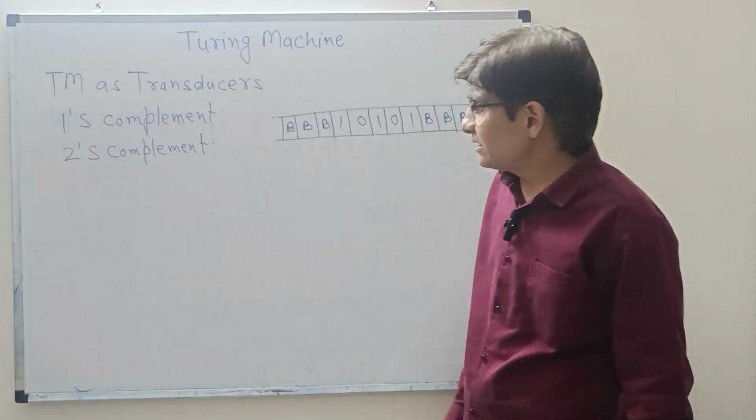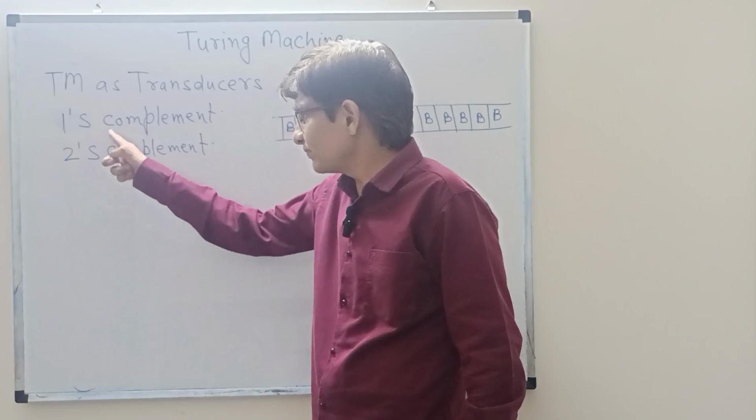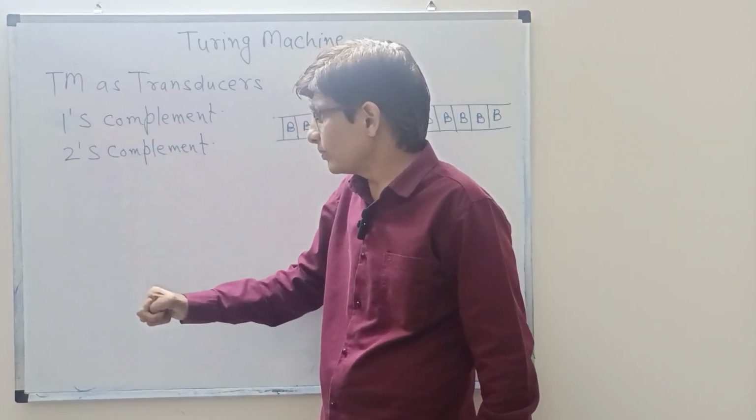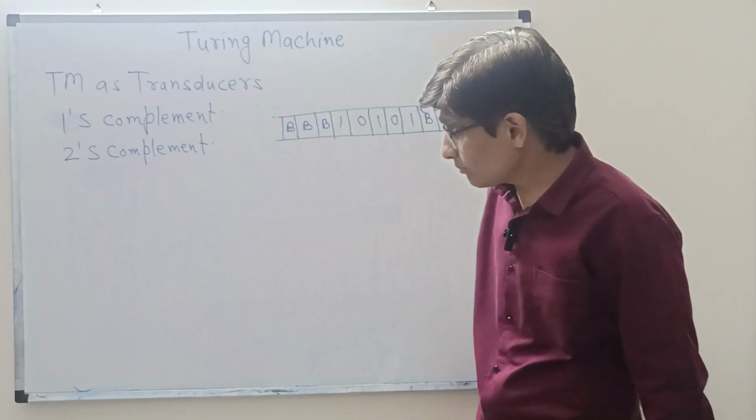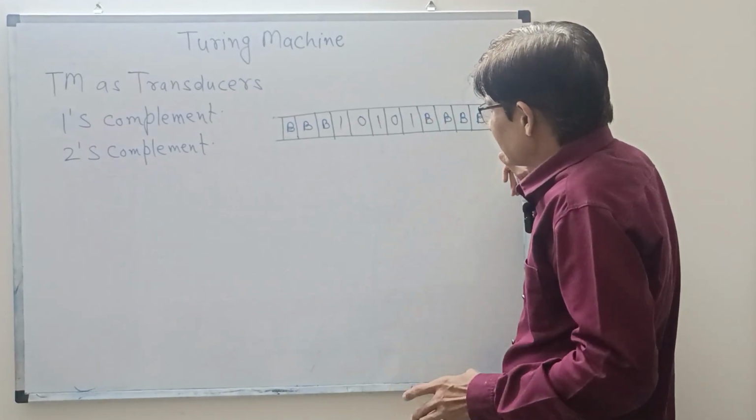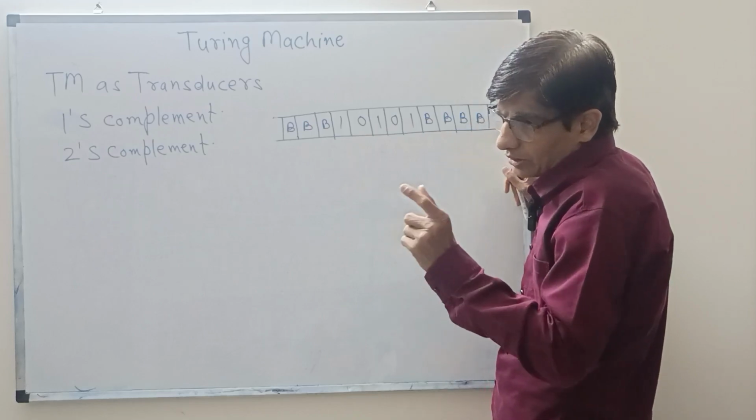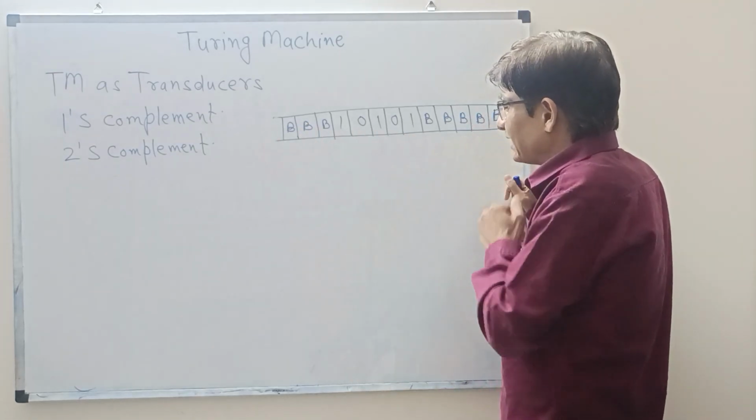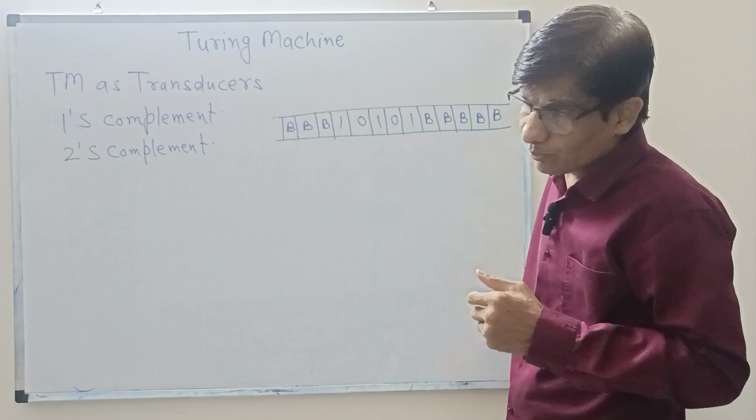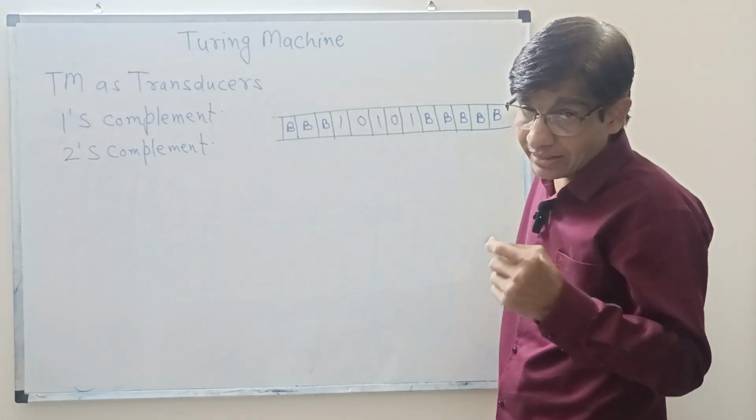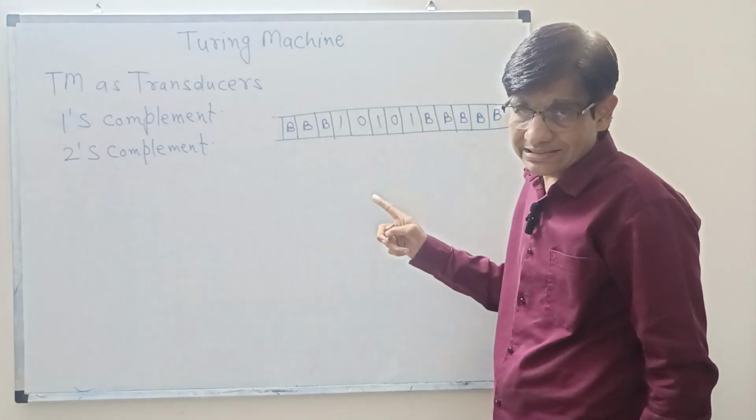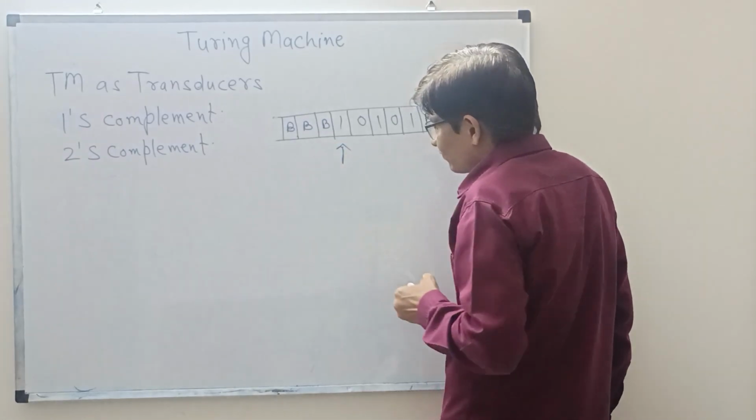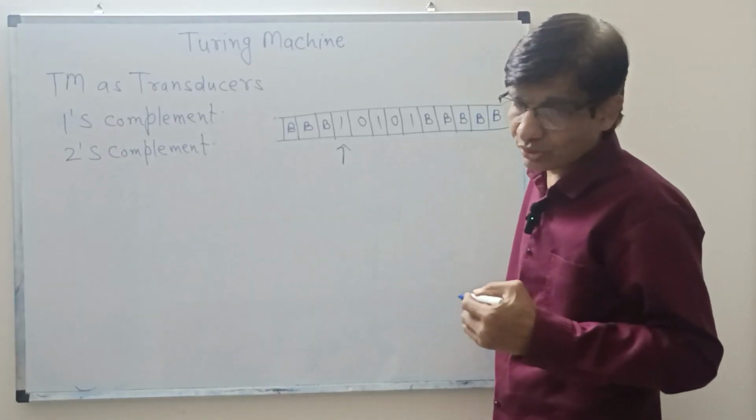And as you can see here, I have taken two examples of Turing machines working as transducers: a Turing machine for one's complement, and a Turing machine for two's complement of a given binary number. And as you know, friends, you have an input tape in a Turing machine, which is infinite at both ends, and somewhere in the middle of the input tape, your input is written. When the Turing machine starts processing, its read-write head always points to the first character or first symbol of your input string.